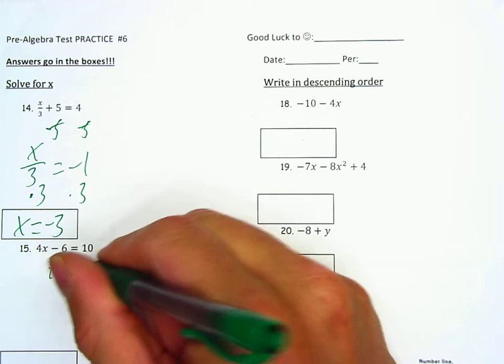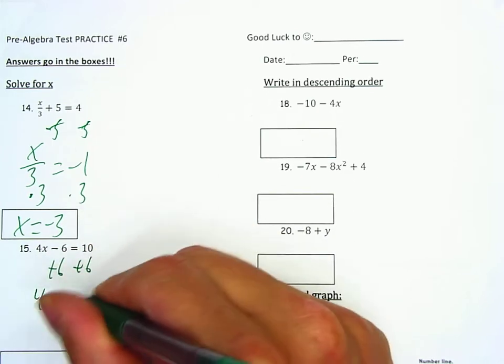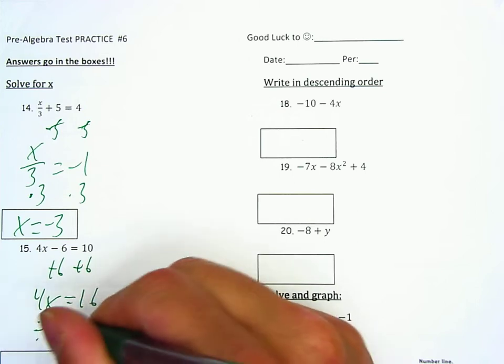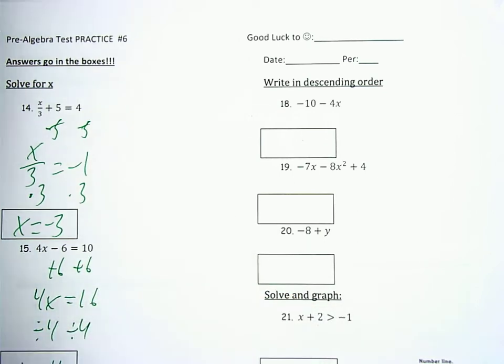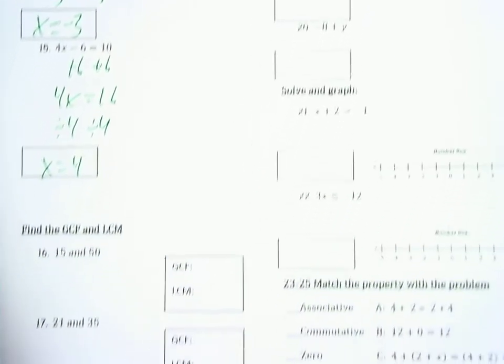Question 15, you're going to add 6 to 10. Yield 16. You're going to divide by 4 to yield 4. Again, I do not give partial credit on these questions if you don't show any work. You have to have the steps there.